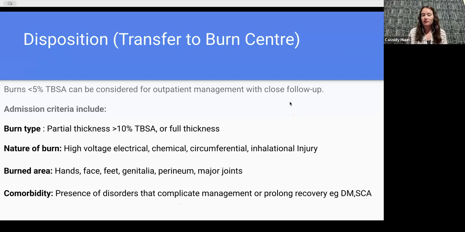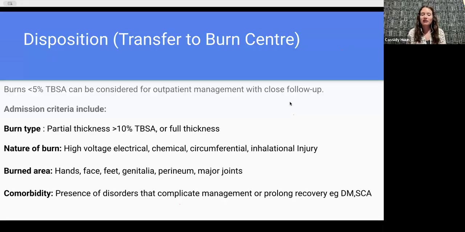If there's a high voltage electrical injury, a really bad chemical burn, circumferential burns, or any kind of signs of inhalation injury, those patients should be referred as well. Think about areas that are going to be at high risk for complications. These include hands, feet, genitalia, perineum, major joints. They'll probably do better at a burn center as well.